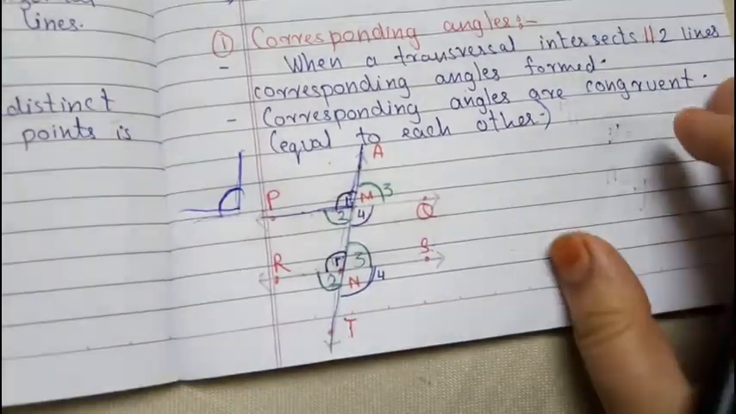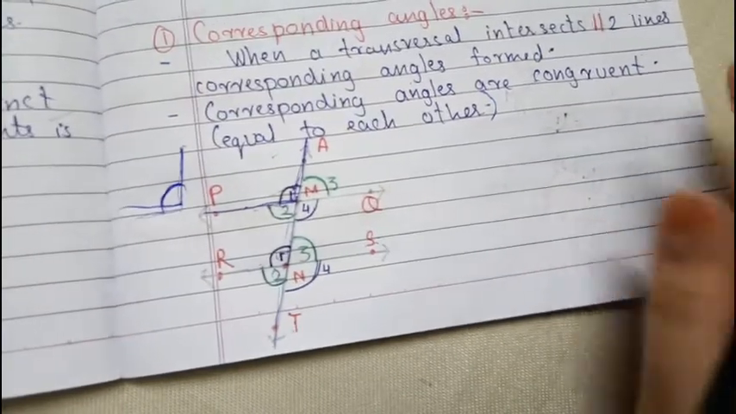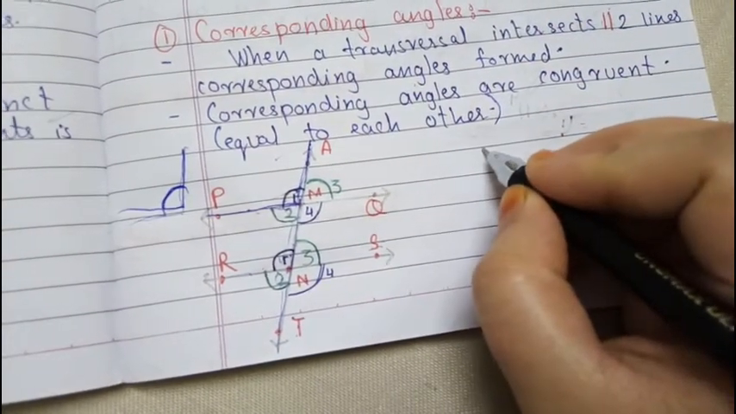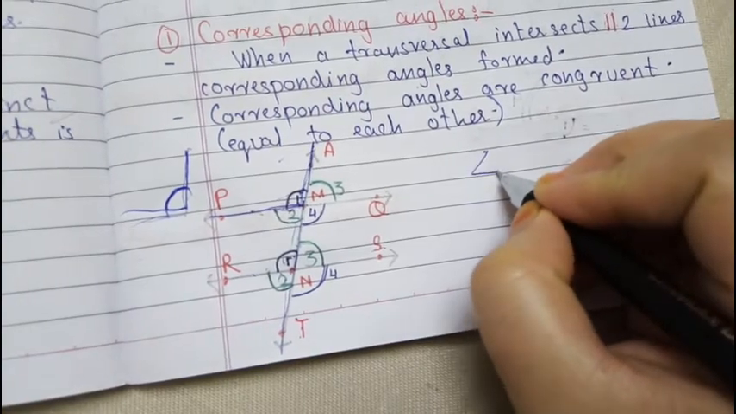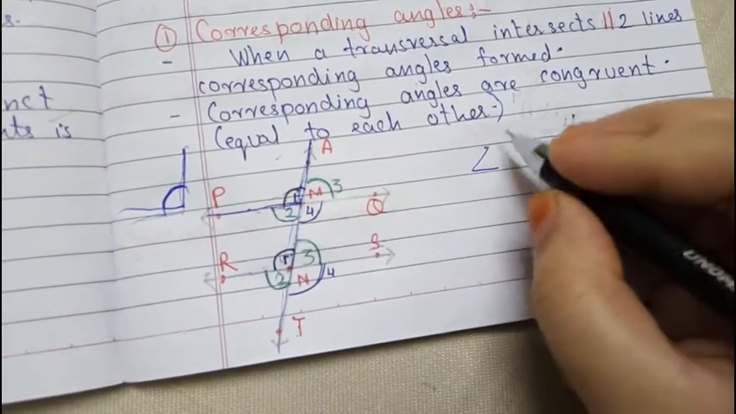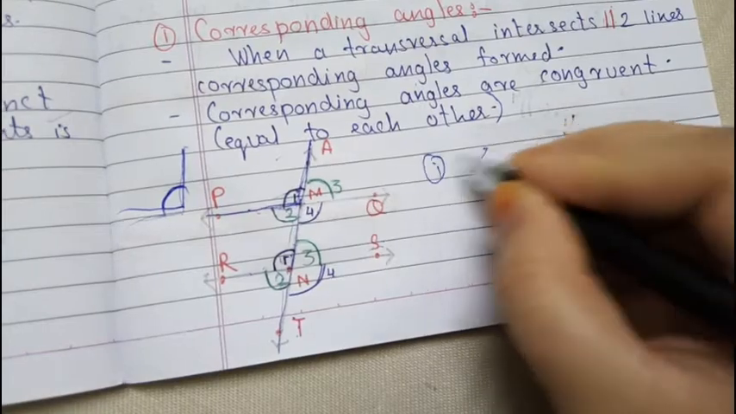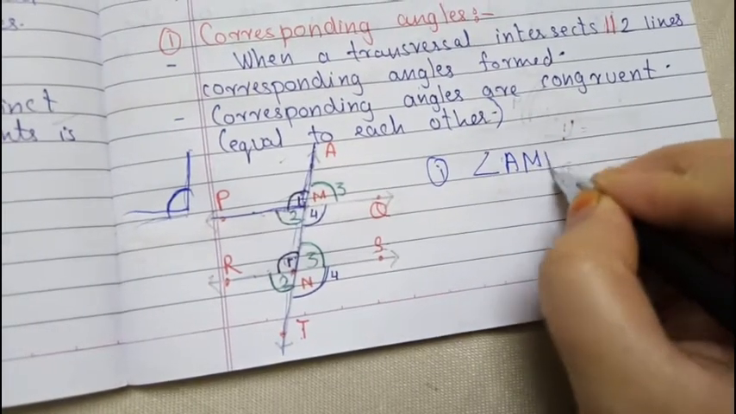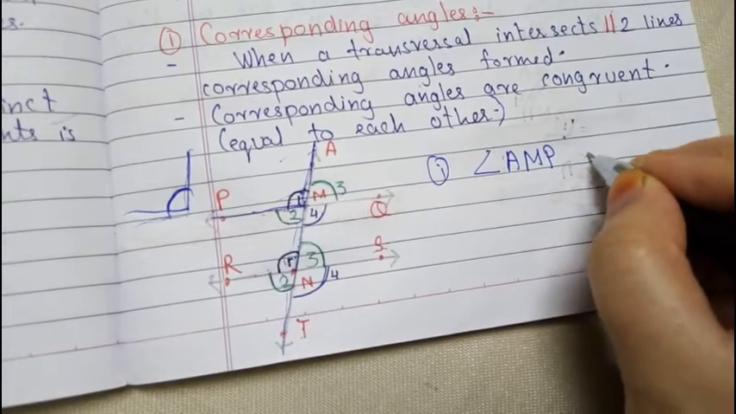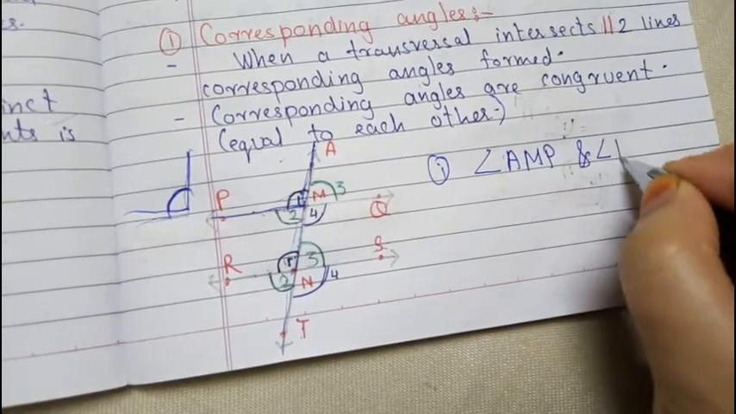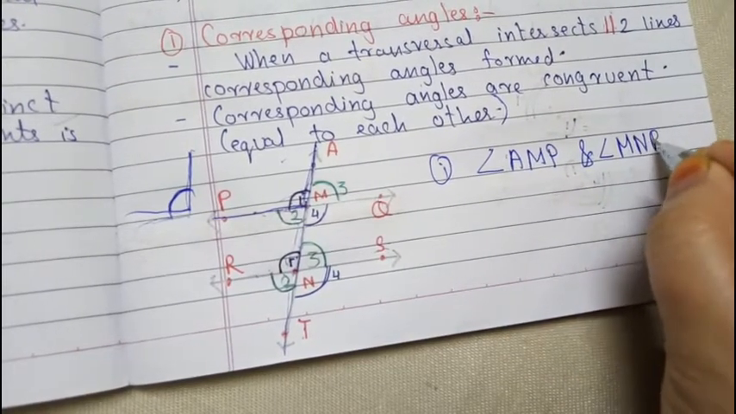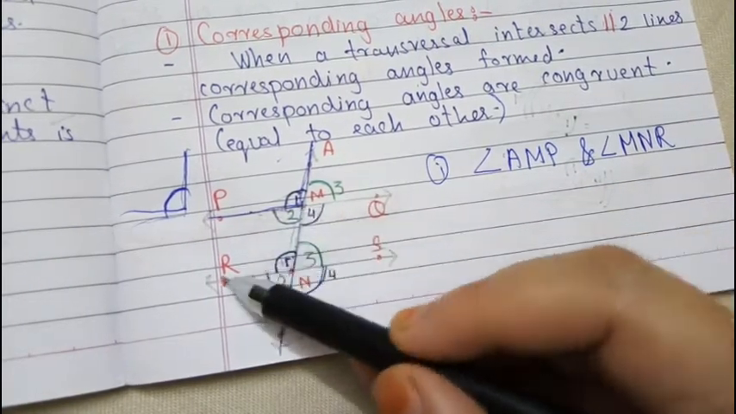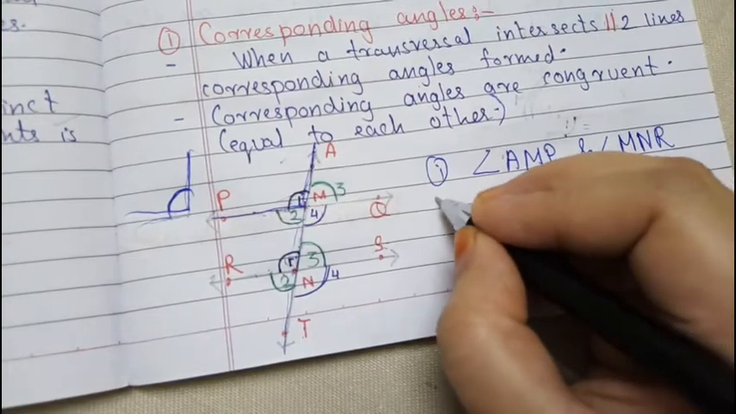So I am writing here the corresponding angles so that you can get a clear idea about it. First student, the first pair will be angle AMP and angle MNR. This is the first corresponding angle pair.